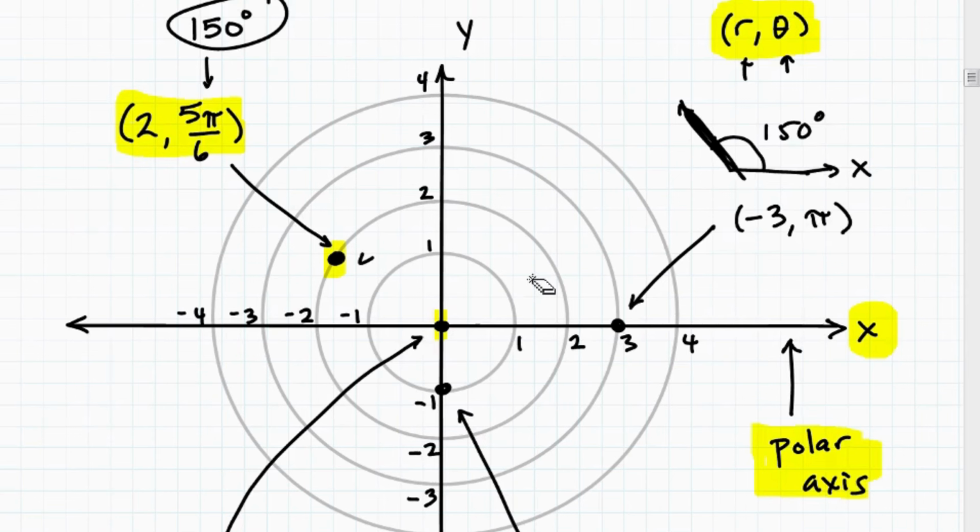And then our radius is at 2. So it's going up from the origin, the pole, out to 2, and there is my radius. If you can, study that and make sure you understand it. If I was to draw this out, you would see that's 150 degrees, 2.